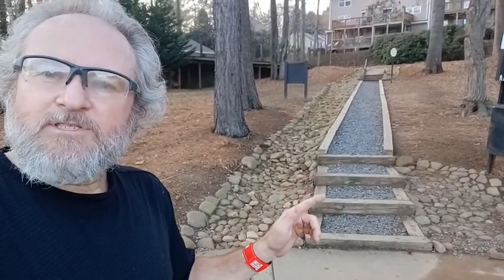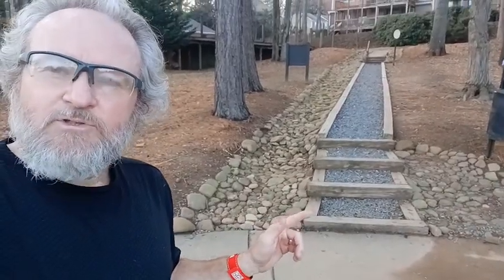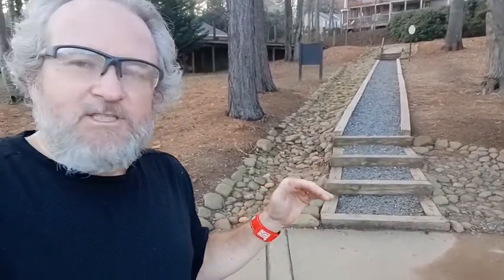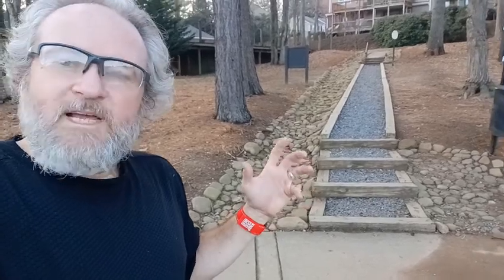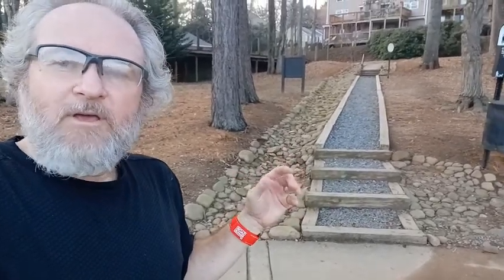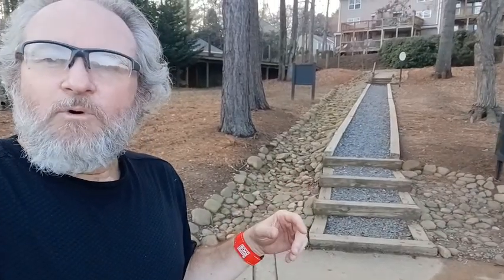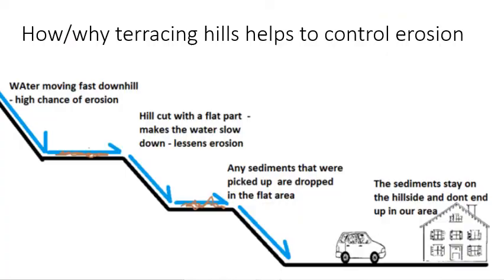Well, then it comes down another step and it's also going slower. It comes down another step and it goes slower. Each one of these flat sections is a lot like terracing, which helps make water slow down. And slower water will not cause as much erosion as faster water. So here's a diagram that kind of gives you an example, kind of summarizes how terracing helps to prevent erosion.